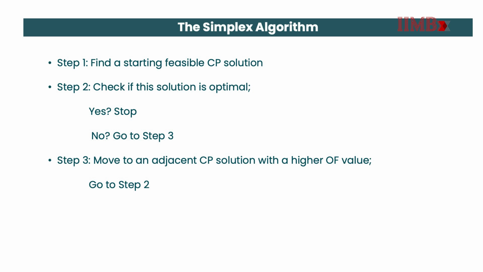Once you've done that, you now are sitting at a new corner point solution. So therefore, you need to go back to step 2 and ask if this new solution is optimal or not. And then keep repeating till you find the optimal solution and you stop.